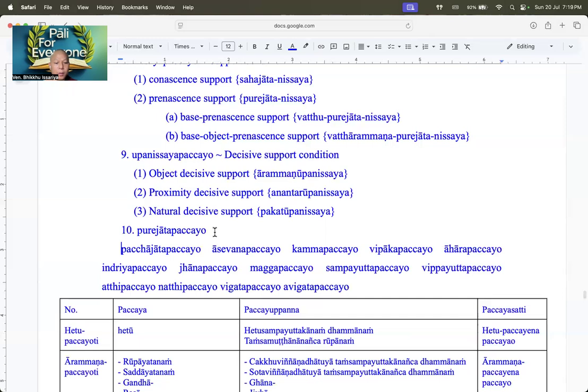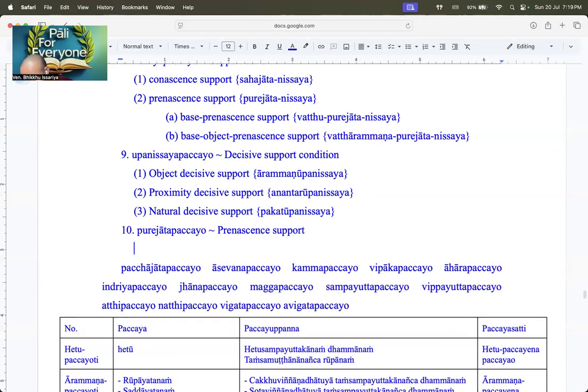So number 10 is actually Purejāta, which we have already seen. So Purejāta is the prenascence condition. So support. That one also has two kinds, base prenascence and object prenascence.